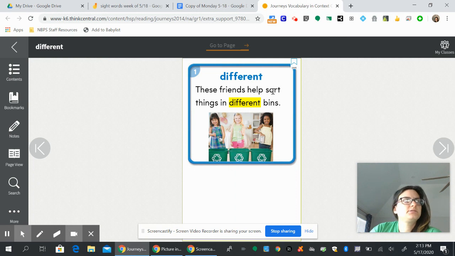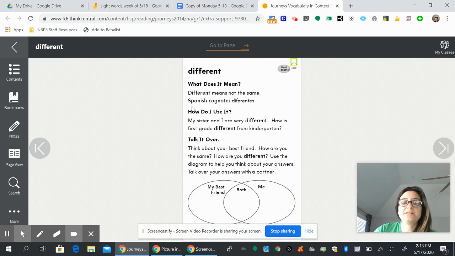Let's see the sentence. These friends help sort things in different bins. So there's 3 different bins and they're sorting them in the right bin. So it looks like they're doing plastic, cans, and metal. Okay. So different means not the same. And look, there's that Venn diagram. So the middle is the things that are the same, and the outside are things that are different.